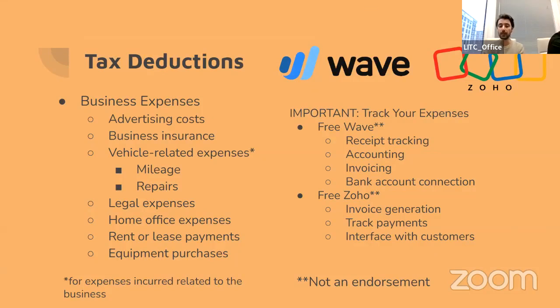Wave has a free starter pack software bundle that you can get, and it'll allow you to track your receipts, do some accounting, invoicing, and connect your bank account. I personally am an independent contractor, have been for years now, and I've recently started using Zoho, and that generates invoices for me. I have not used tracking payments or interface with customers because that's not really relevant to my job, but it's all really useful for a variety of businesses and definitely something you should look into if you're thinking about diving into the world of 1099 taxes.